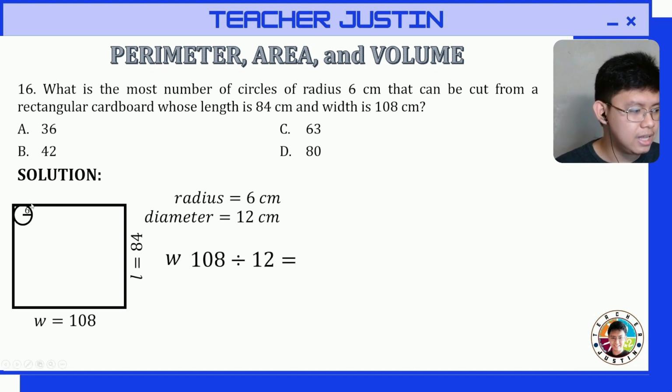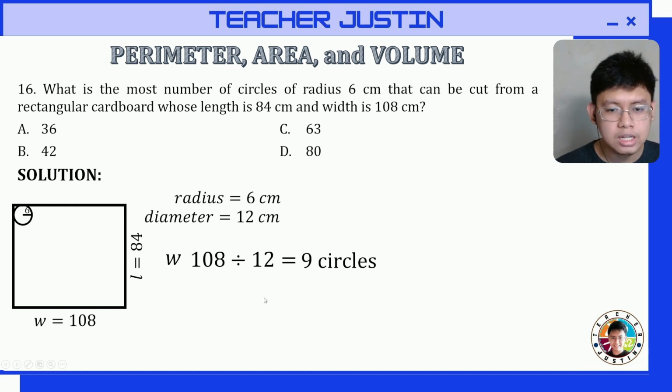So, yung width natin, maglalagay tayo ng circle dito. Now, alamin natin kung ilang circles yung makakapuno dito sa ating width ng rectangle natin. So, we will use the formula 108 divided by 12. So, 108 divided by 12 will be equal to 9 circles. So, meron tayong 9 circles na pwedeng ilatag dito sa ating horizontal ng rectangle natin.